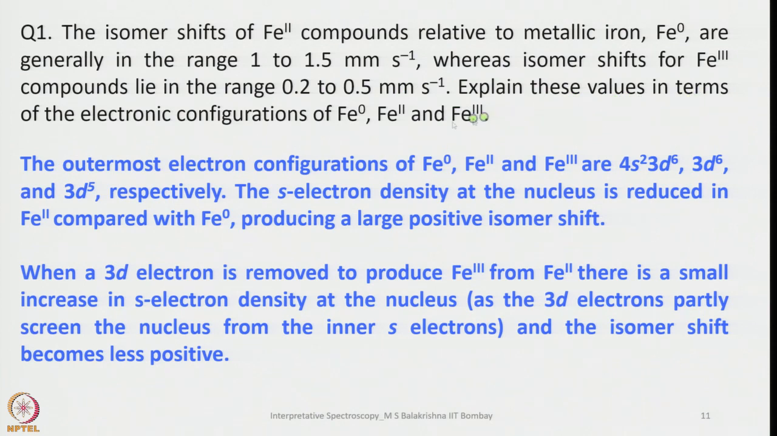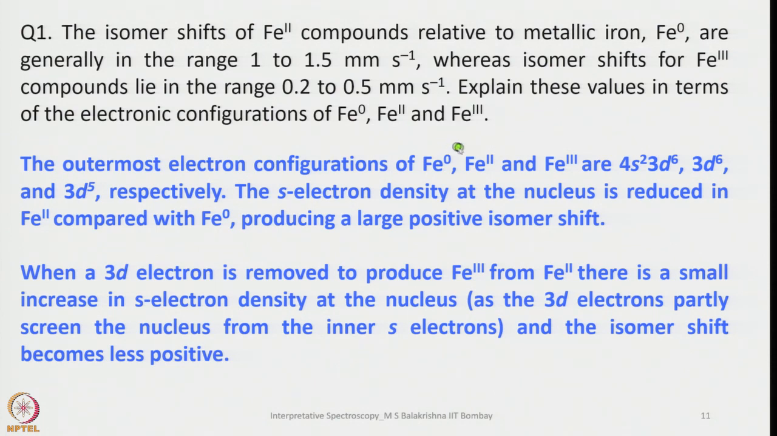Explain these values in terms of the electronic configuration of iron 0, iron 2, and iron 3. Now we have to look into the electronic configuration of iron 0, iron 2, and iron 3, which are 4s2 3d6. All the electrons are intact. Then in iron 2, the 4s electrons are gone, 3d6. In case of Fe3, one more electron is gone, it is 3d5 electronic configuration, 4s0.